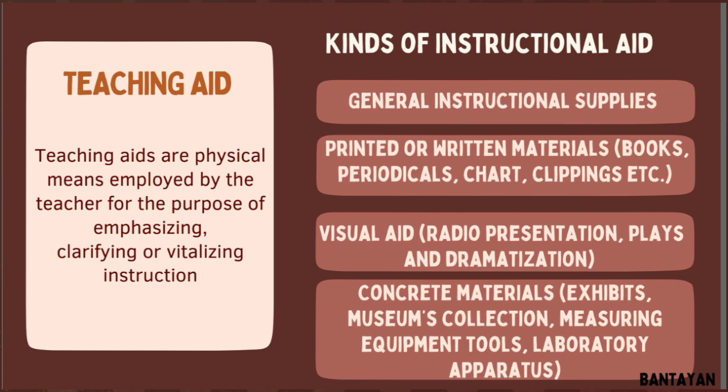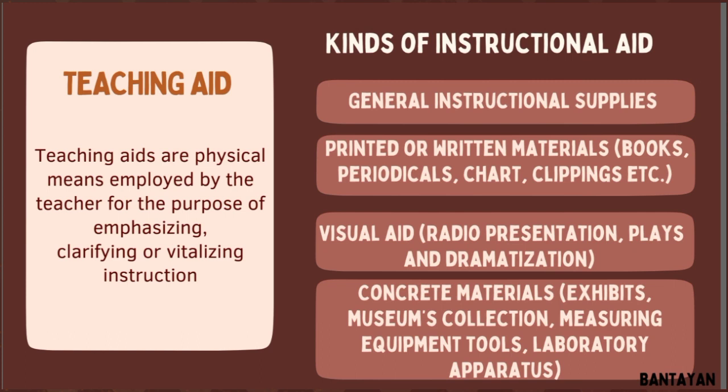Next is printed or written materials: books, periodicals, charts, clippings, etc. Printed or written materials encompass a wide range of resources, including books, articles, charts, and clippings. These materials can provide written information on various objects and are very essential for in-depth study and reference for the students.